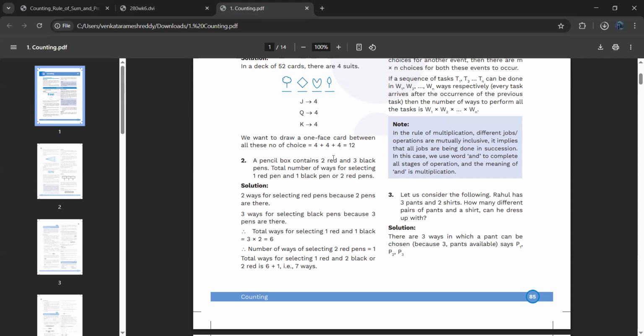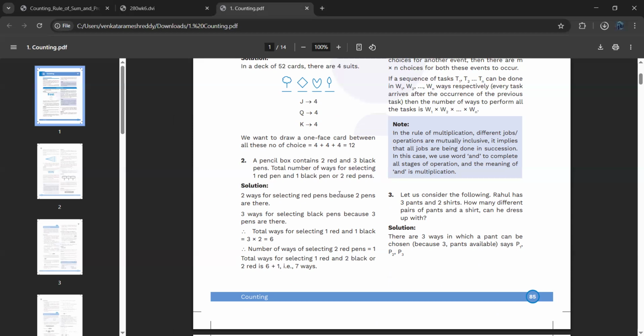Here we are getting one box. In that box, we are having two red pens and three black pens. Out of them, they are asking the total number of ways for selecting one red pen and one black pen, or two red pens. It means we have to choose one red pen and one black pen, or we have to choose two red pens. Here, one red and one black means we have to apply the rule of multiplication. After applying that, they are asking "or". Whenever you see an "or", you have to do the rule of sum. So first of all, you need to do the rule of product, and after that, the rule of sum.